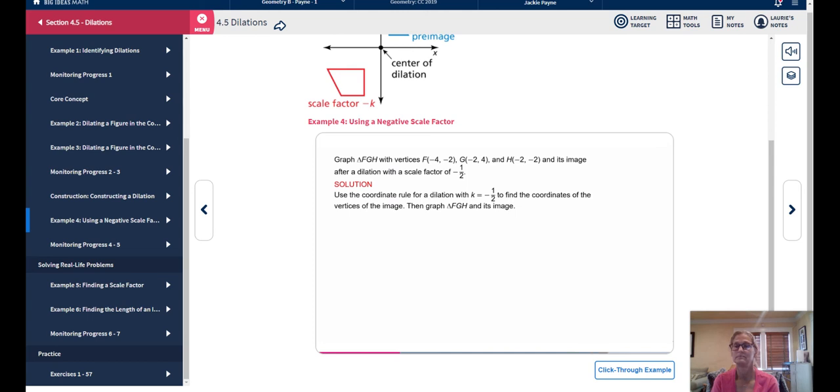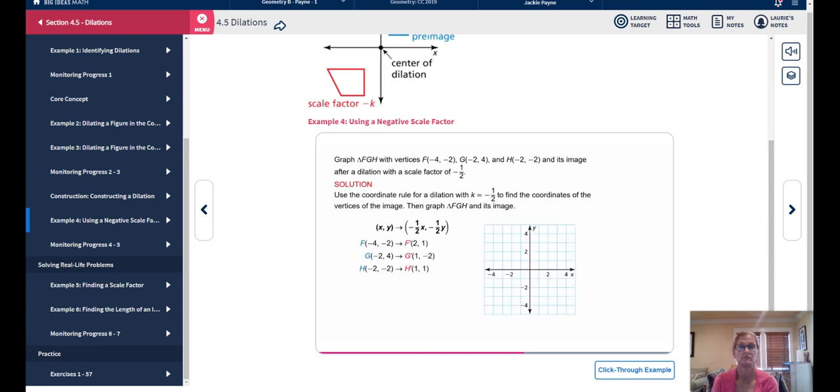FGH and its image. Recall, after a dilation with scale factor k, the point P(x, y) maps to the point P'(kx, ky). Because k is equal to -1/2, the point (x, y) maps to the point (-1/2 x, -1/2 y). So the point F(-4, -2) maps to the point F'(2, 1). The point G(-2, 4) maps to the point G'(1, -2). And the point H(-2, -2) maps to the point H'(1, 1).